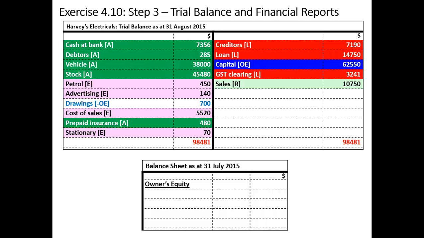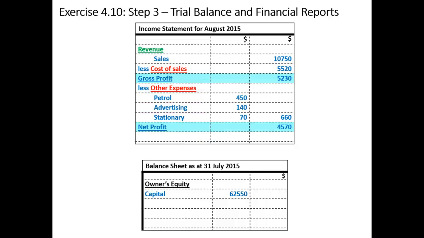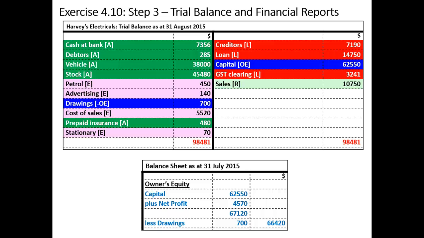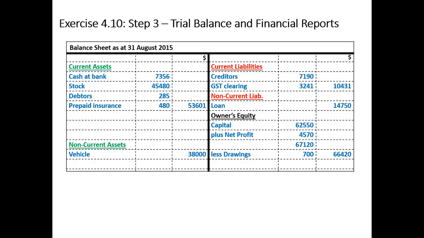So we start with capital. It was 62,550. What we need to do now is add in from the income statement our net profit. So our net profit was 4,570. So we'll add that in, and that'll give us a total of 67,120. Taking us back to the trial balance, we've only got one number left, which is drawings of 700. We subtract that away because they decrease owner's equity, and that'll give us a final owner's equity balance of 66,420. There's our final balance sheet.